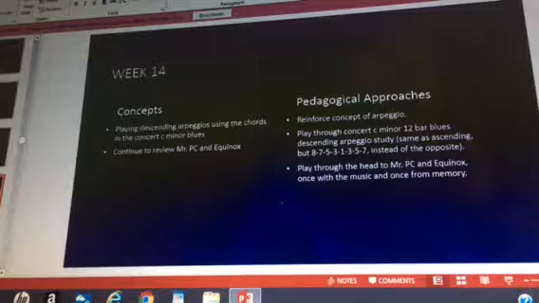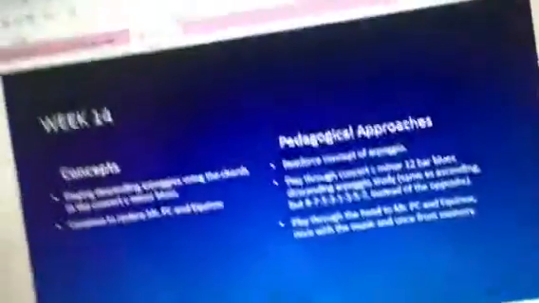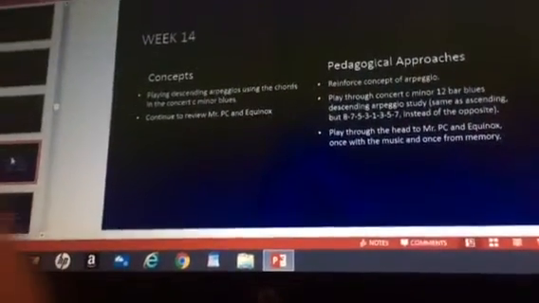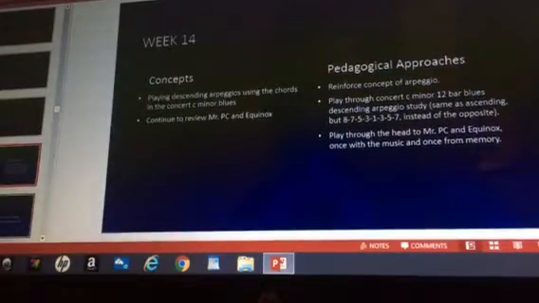Now we're playing descending arpeggios using the chords in the concert C minor blues. So after we've done ascending, now to descending, which again is a less difficult switch than going from ascending linear motion to descending linear motion. So we're going to start 8, 7, 5, 3, 1, 3, 5, 7, all in eighth notes, so that fills up exactly one measure. And then we'll play through these heads so they can get them memorized.